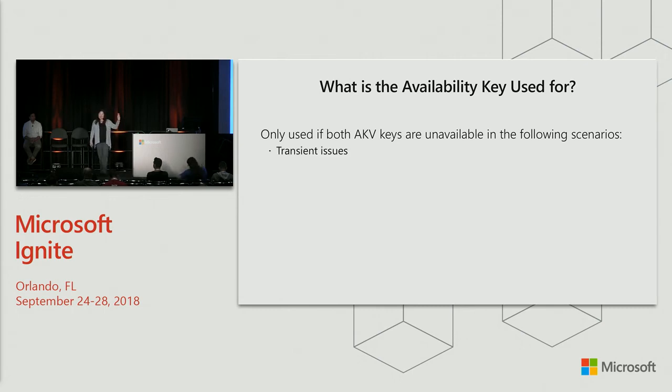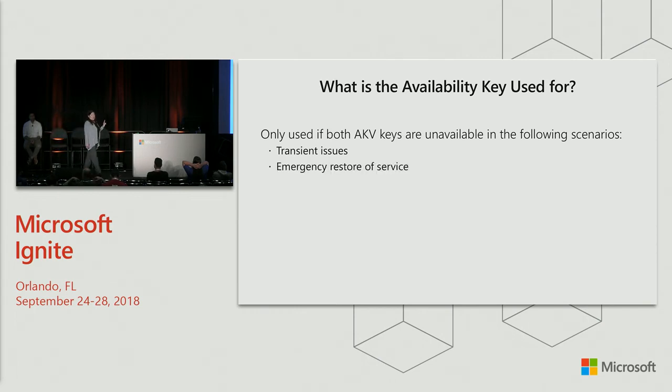It is used in 3 cases. One for transient issues. Let's say we have a networking issue or are unable to get an OAuth token to authenticate against a particular Azure Key Vault. We will then fall back to the availability key to use in order to have access to that mailbox.